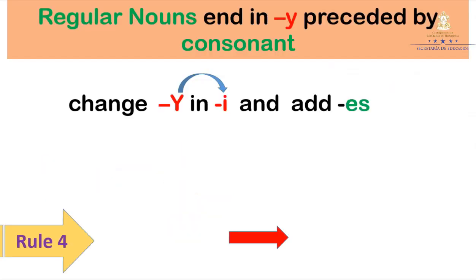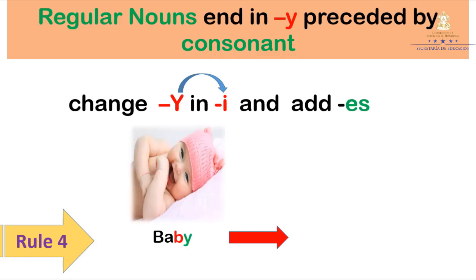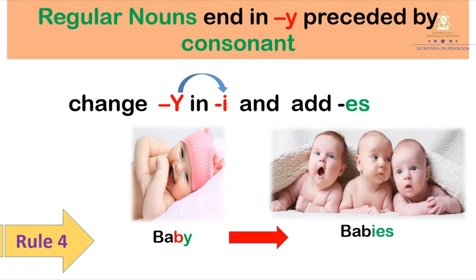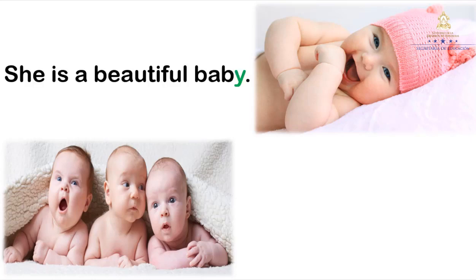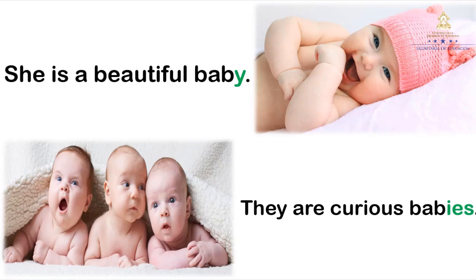In regular nouns that end in Y preceded by a consonant, we change Y to an I and add ES. For example, baby in singular and babies in plural. The first sentence in singular: she is a beautiful baby. Now in plural: they are curious babies. Como pueden ver, el noun baby termina en y antecedida por una consonante. Entonces, cambiamos la y por i y le agregamos es para hacerlo plural.